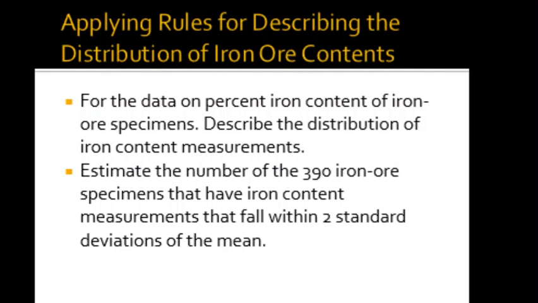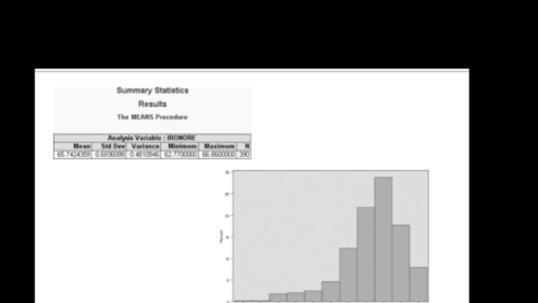Okay, let's look at an example to apply the rule. Here the data set is on percent iron content of iron ore specimens, and we would like to describe the distribution of iron content measurements. There are 390 iron ore specimens that have iron content measurements. So we want to estimate how many measurements will fall within 2 standard deviations of the mean.